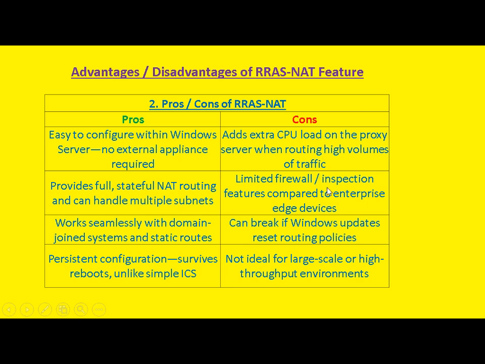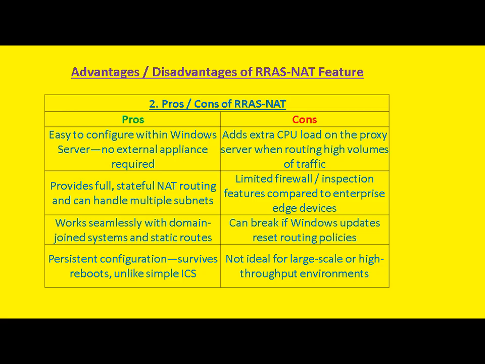Now what are some of the disadvantages? So it adds extra CPU load on the proxy server with routing high volumes of traffic. Of course it needs to handle incoming and outgoing internet traffic, so it might take some performance level for the proxy server to adjust. Next is limited firewall inspection features compared to enterprise edge devices. So even if you have internet connectivity, you need to configure your extra firewall rules. You need to configure some extra devices to act as a firewall.